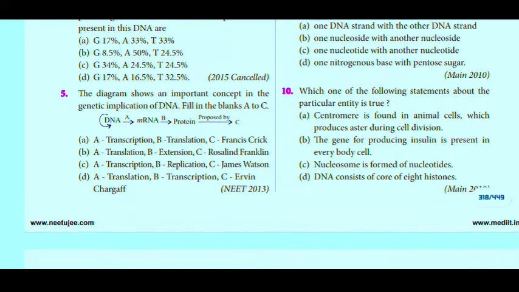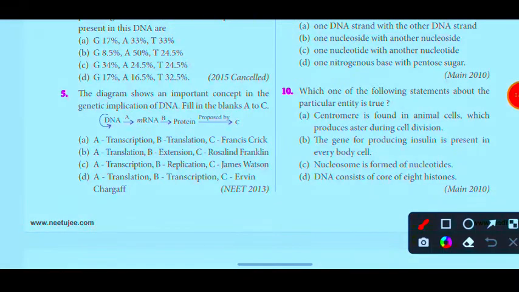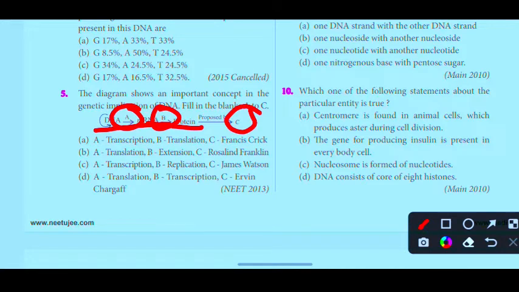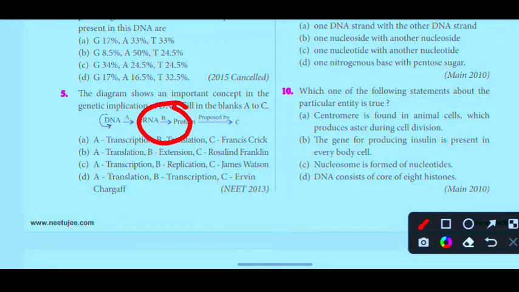The next question is the fifth. The diagram shows an important concept in the genetic implication of DNA. Fill in the blanks from A to C. From DNA to mRNA A, from mRNA to protein B, and this is proposed by, that is C. So let's see one by one. From DNA to mRNA, the process is called transcription, and from mRNA to protein, that is B, is translation, and it was proposed by Francis Crick. So the option is option A.